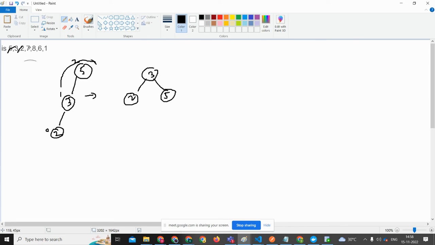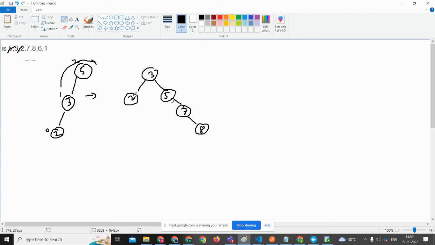Then we have 7. Where will I insert 7? Downside 5, after 5. Now is this balanced? 0, 0, 1, 2 minus 1, 1. Yes. Then I insert 8. Does this look balanced? 3 minus 1, 2. No.